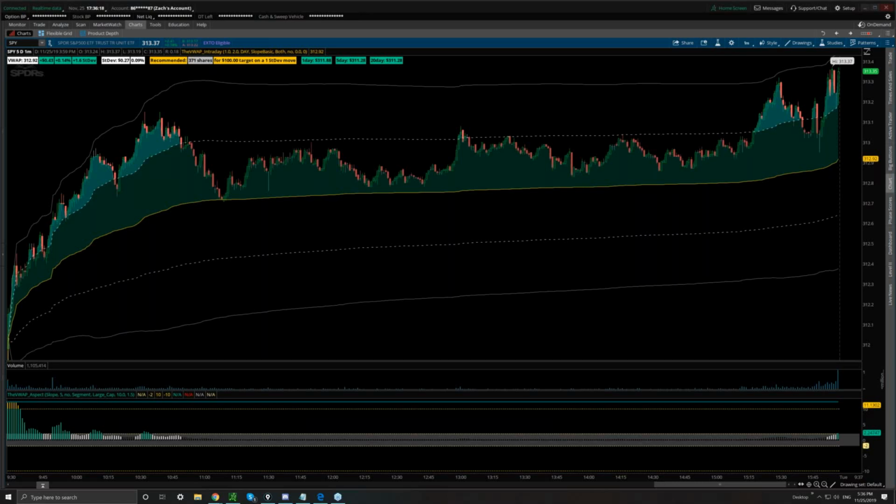Anchored VWAPs, on which time frame is most effective? So rather than time frame, I think you're asking probably about the width or the size of the chart. When I say time frame, to me, that means the size of the candles, like a 1 minute, 5 minute, 15 minute, 30 minute, hourly.